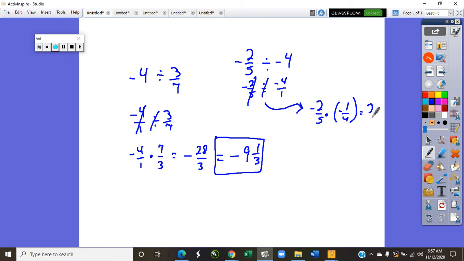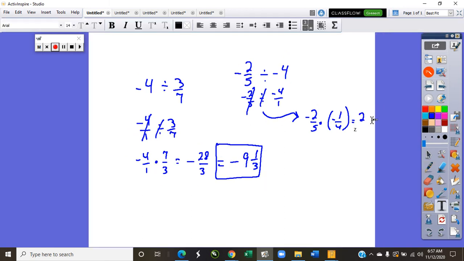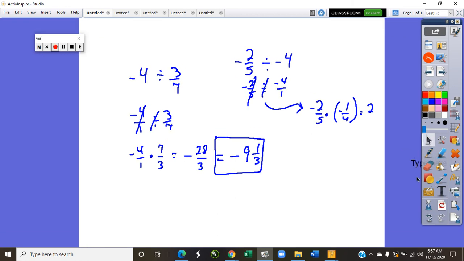2 times 1 is 2. Oh, I see a mistake. Well, not a mistake, but can I cancel anything here? Yes, I can. I can go back. Oops, sorry about that, guys. The buttons aren't working. Okay, I can cancel 2 and 4. 2 goes into 2 once and into 4 twice. So, negative times a negative is a positive. 1 times 1 is 1, and 5 times 2 is 10, and that's going to be a positive.